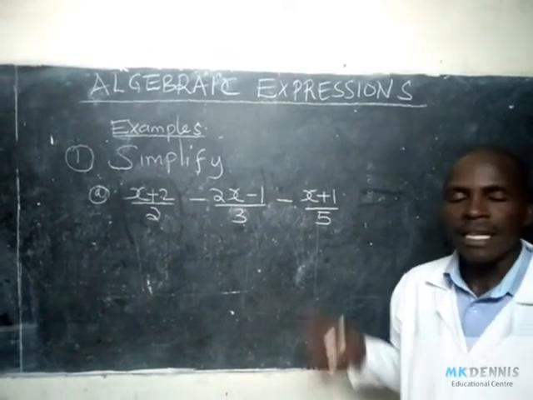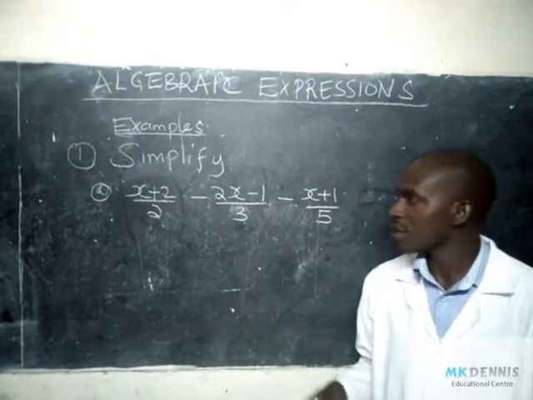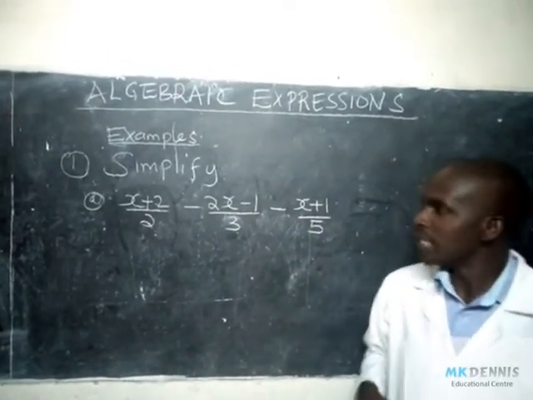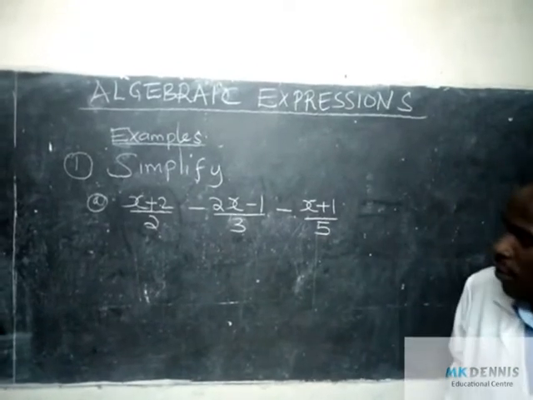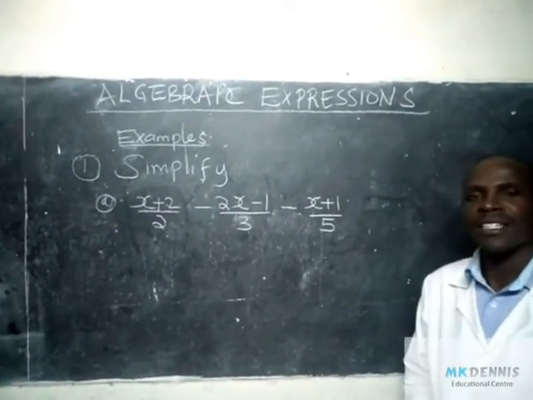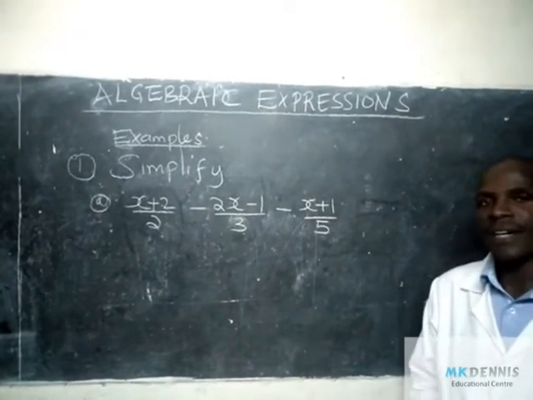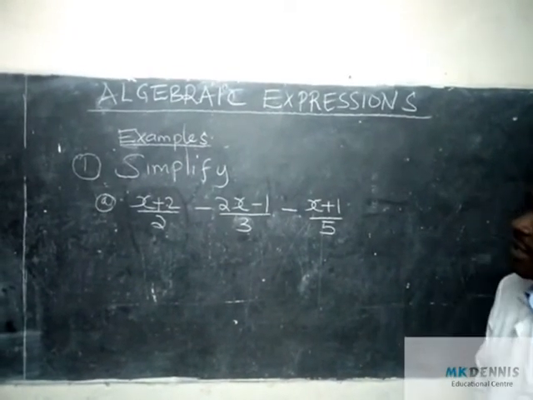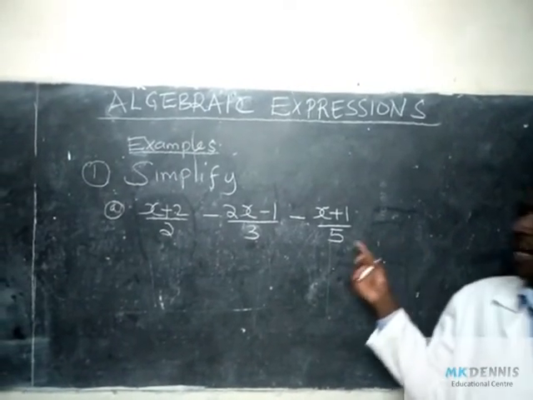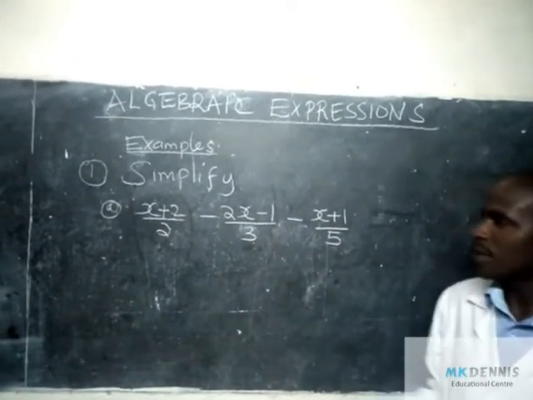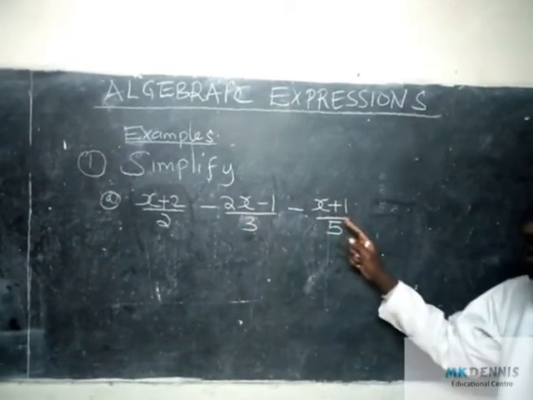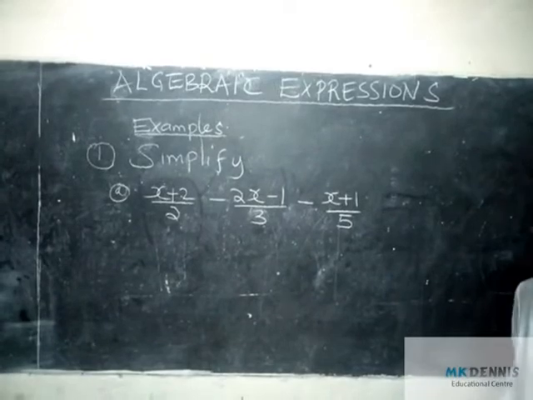Now these skills are very helpful. You shall use them in Form 1 and all the way even to our KCSE exams. We need them, so I thought it good to have them along, much more as we work on preparing for our exams. Let's take the first example. We are told to simplify the expression (x + 2)/2 - (2x - 1)/3 - (x + 1)/5.